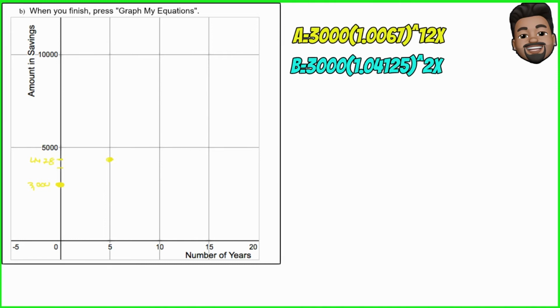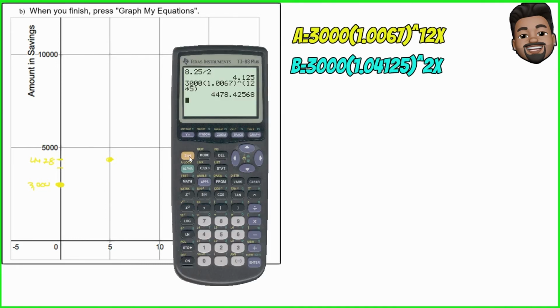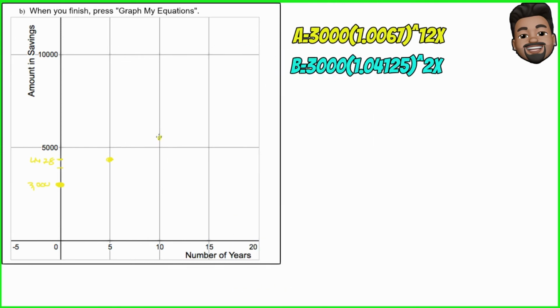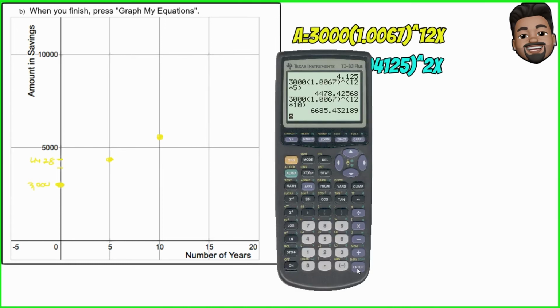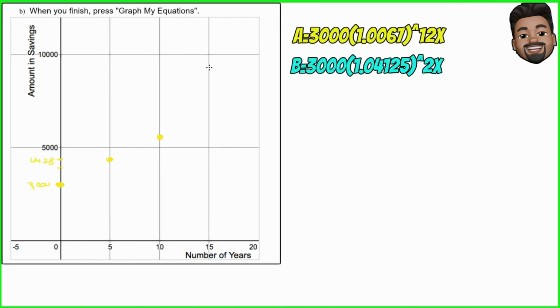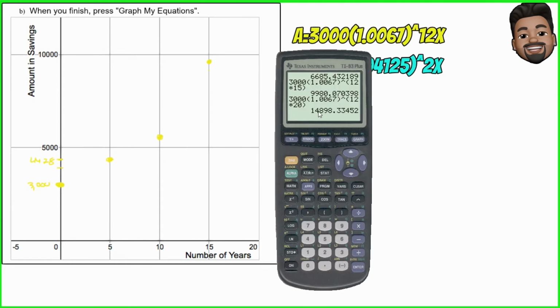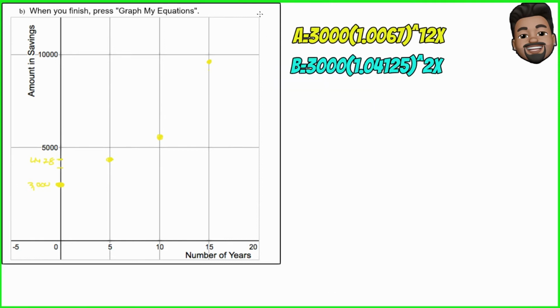And now I'm going to plug in 10. And now a really kind of sneaky way of doing this is going second entry, second enter. It brings it all back up. So I'm going to do 12 times, and I'm just going to write 10. If that looks confusing, you just repeat the process. 6,685. So now we know over here it's at 6,685. And then we're going to do 15 and 20. So bear with me. That's 15. And then I'm just going to do this next one, and let's do 20. So 9,980. That's pretty high. So right here. And then it's 14,898. So that's like probably way up here somewhere there.